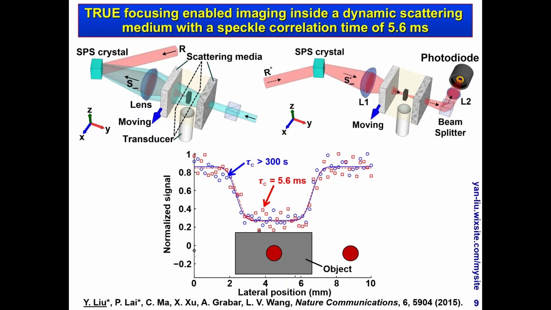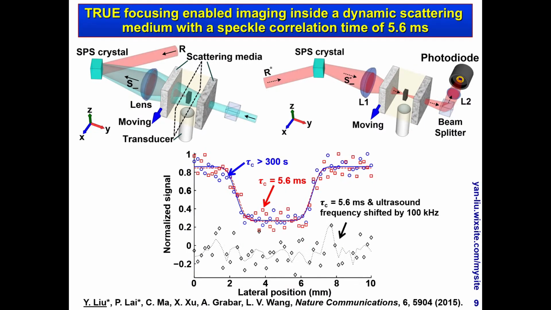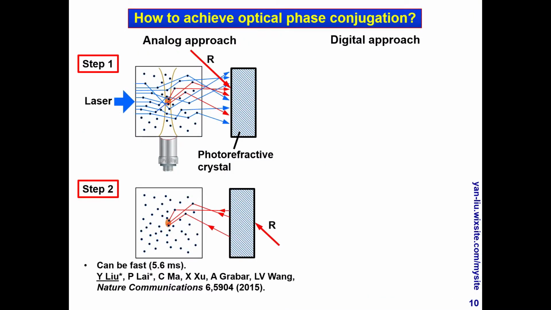Even when the speckle correlation time is 5.6 milliseconds, we can still acquire an image of the object. As a control, when we shift the ultrasound frequency by 100 kilohertz to destroy the true focus, we cannot see the image anymore. I just talked about how we achieved high-speed true focusing using this fast-responding photorefractive crystal.